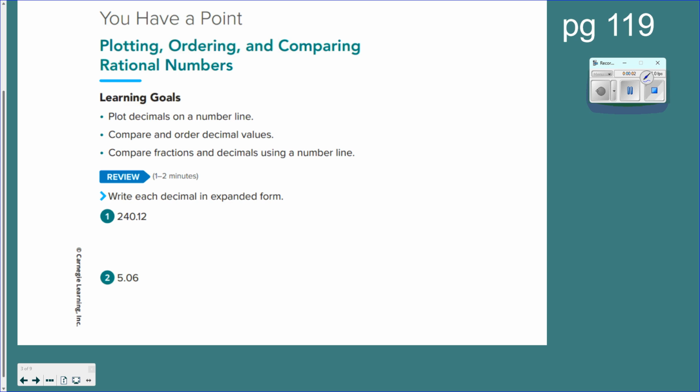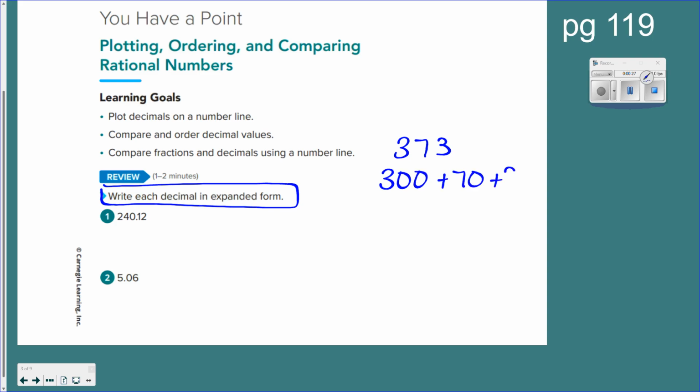All right, we are moving on from area and surface area and volume and moving into decimal operations. So the first thing today you're going to do is write these two numbers in expanded form. Some of you may not remember what expanded form is, so let's review. If I had the number 373, I would write it as 300 plus 70 plus 3. I am writing it for each place value. Does that make sense? Good.